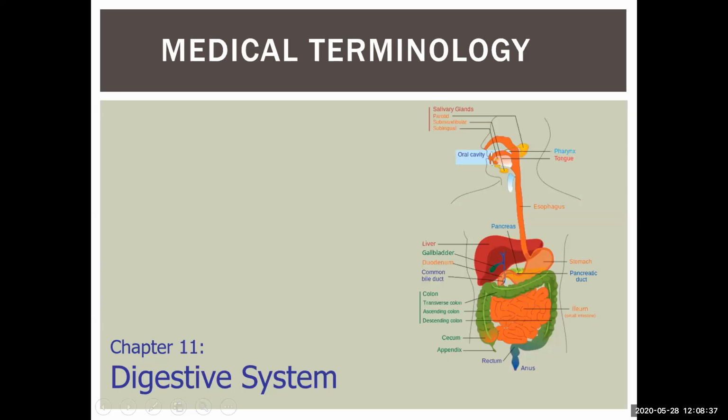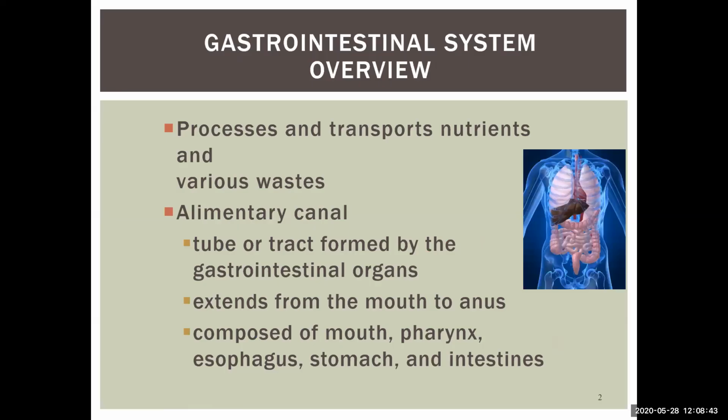All right, we're going to look at chapter 11, the digestive system, often called the gastrointestinal system. We'll look at some of the terms that we use, a little bit of an overview. Again, often called the gastrointestinal system. It's made up of a digestive tract, also known as the GI tract, and it has several structures and functions. It processes and transports nutrients and various waste. So it's going to break down nutrients and then eliminate.